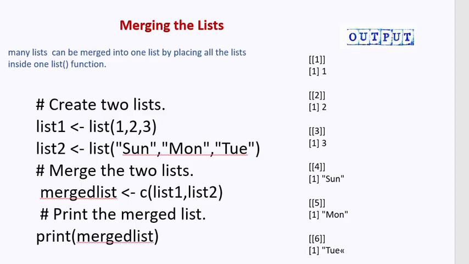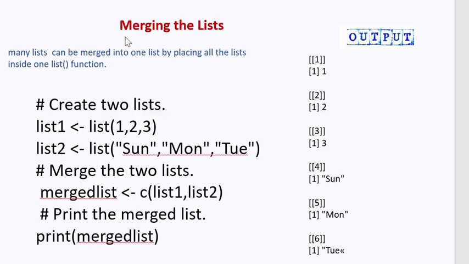How it gets merged is by the sequence: first the list1 data, and then, continuing from that, the list2 data will be merged. When you print this merged list, where we merged list1 and list2 and stored it in a variable called merged list, we will get the sequence 1, 2, 3, SUN, MON and TUE.